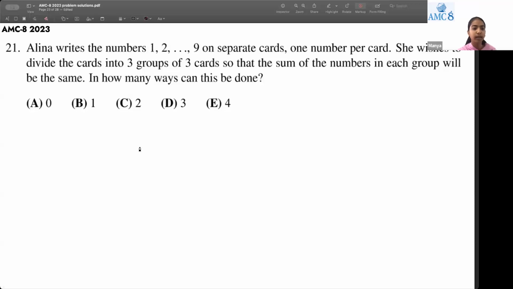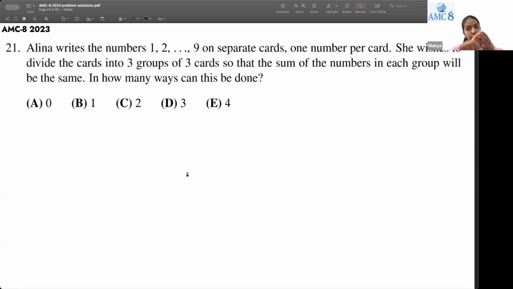Problem number 21. Alina writes the numbers 1, 2, 3, and so on till 9 on separate cards, one number per card. She wishes to divide the cards into 3 groups of 3 cards so that the sum of the numbers in each group will stay the same. In how many ways can this be done? So we can use trial and error to find out how to place 3 groups of 3 cards in each group so that the sum can be the same.